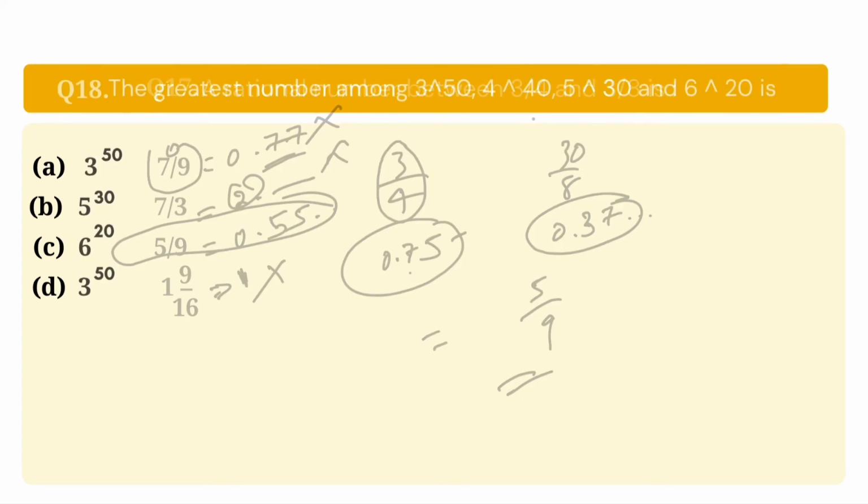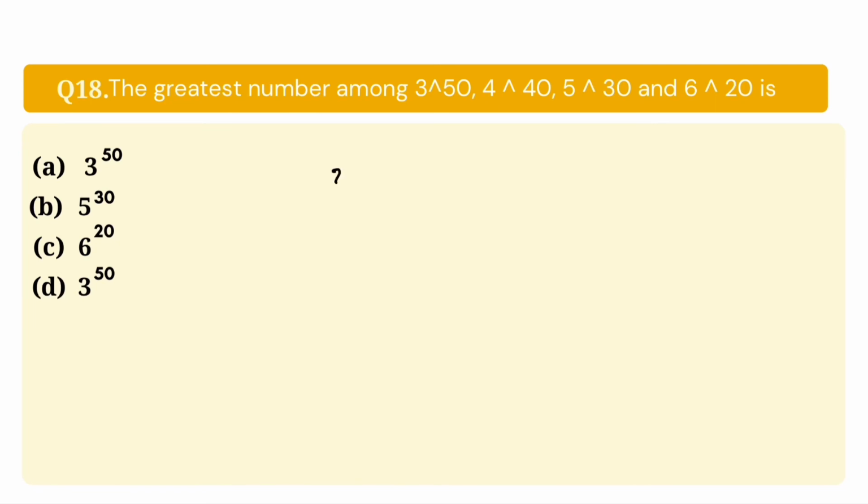The greatest number among 3 power 50, 4 power 40, 5 power 30, 6 power 20. In order to find the greatest of these 4 numbers, either the base has to be the same or the powers have to be the same.